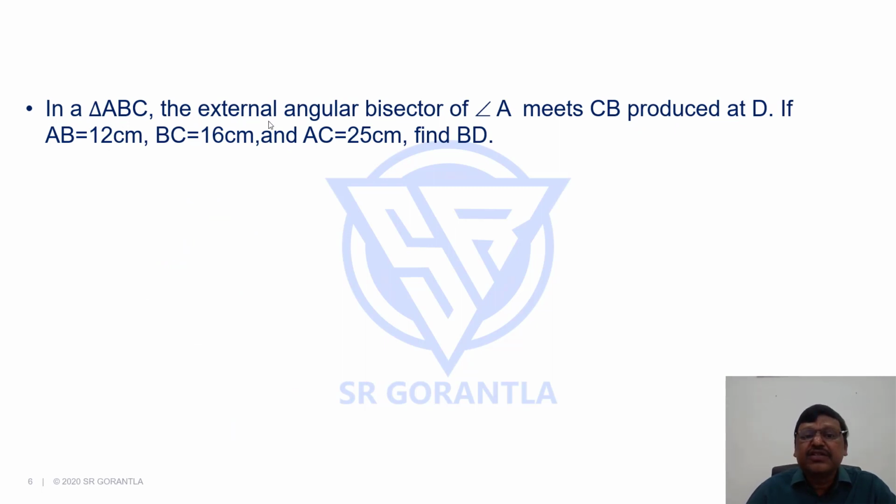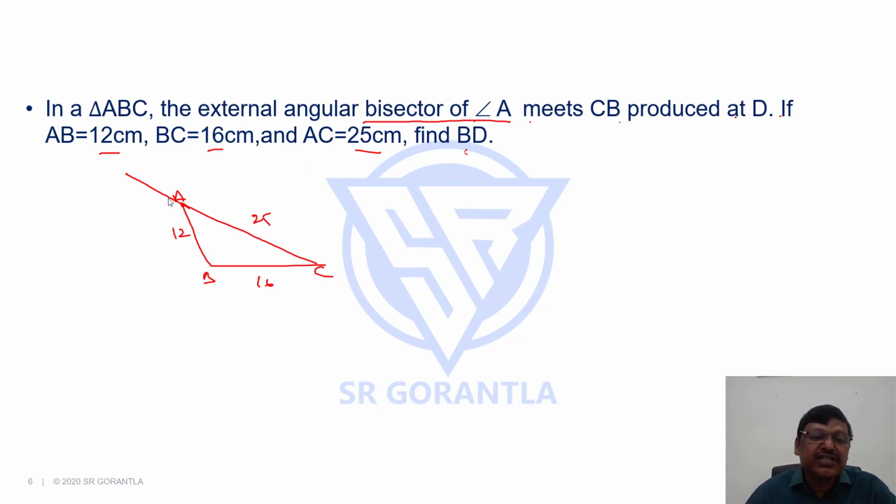In a triangle ABC, the external angular bisector of angle A meets CB produced at D. If AB is 12 centimeters, BC is 16 centimeters, and AC is 25 centimeters, find BD. Now, if you take the triangle ABC diagram, AB is 12, BC is 16, and AC is 25. The external angular bisector of angle A, let me just extend this. This is the external angle at A. This external angular bisector meets CB produced, that is extended, at D.